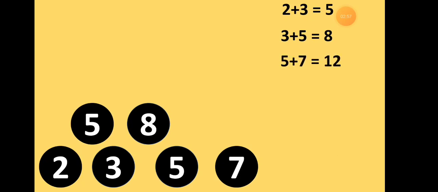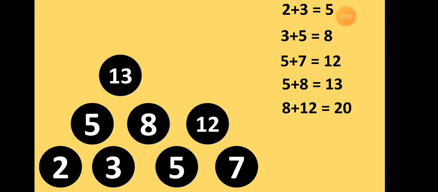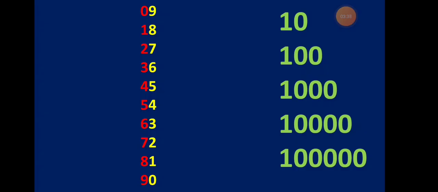When you add 5 plus 7, you get 12. So we are going to place 12 above 5 and 7. Now the same pattern continues on top of that also. So when we add 5 and 8, we get 13. So 13 is placed above them. When you add 8 and 12, you get 20. So 20 is placed above them. Now when you add 13 and 20, you get 33. So 33 is placed above 13 and 20. So this becomes a pattern.